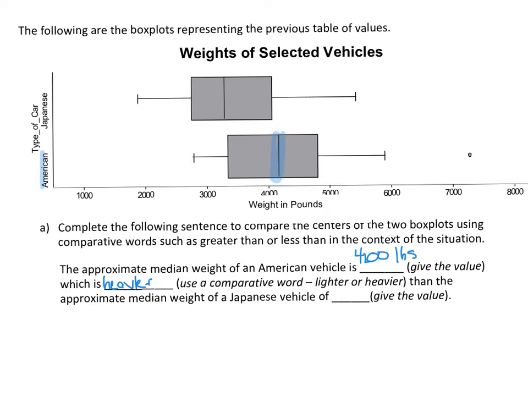Our median for the Japanese vehicle would obviously be this line here. It looks like it's around 3,400-ish. And that's it. Now we can move on to the next one, to this slide here. Remember this is all of the American vehicles, so this percent is going to break our box plot into quarters.